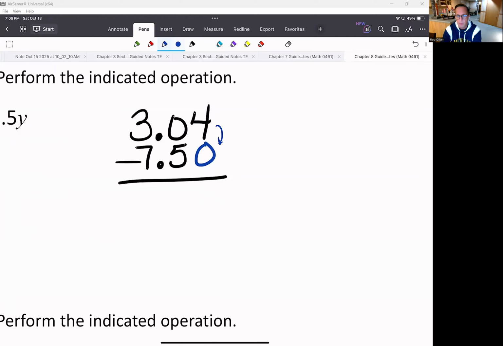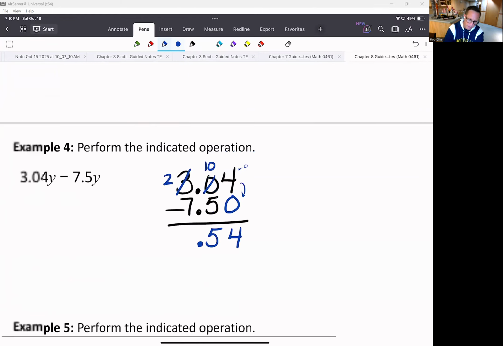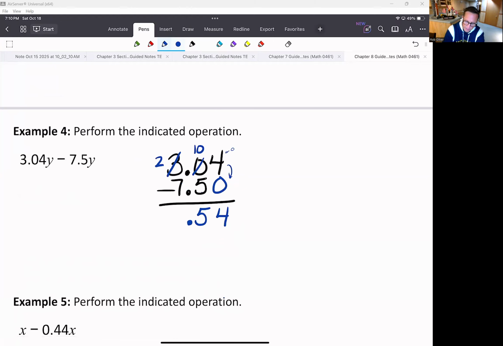0 minus 4, however, if I were to switch that, if I were to put the 0 here, that would not be the same thing. But 4 minus 0 is 4, right? 0 minus 5, you cannot do that, so you've got to borrow. So that becomes a 2, this becomes 10, right? So 10 minus 5 is 5. And then 2 minus 7 is -5. So there you go. You've got -5.54, and then don't forget the y.